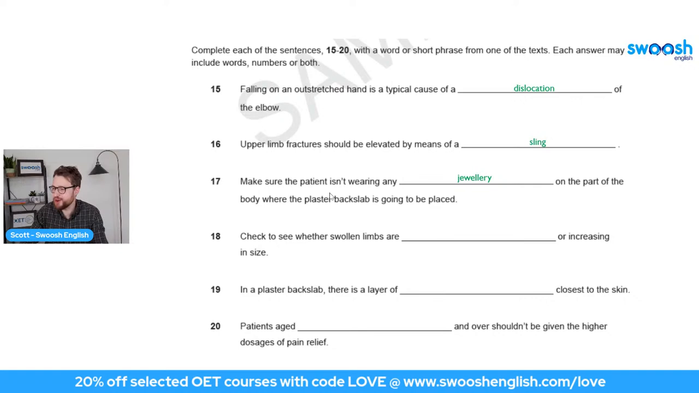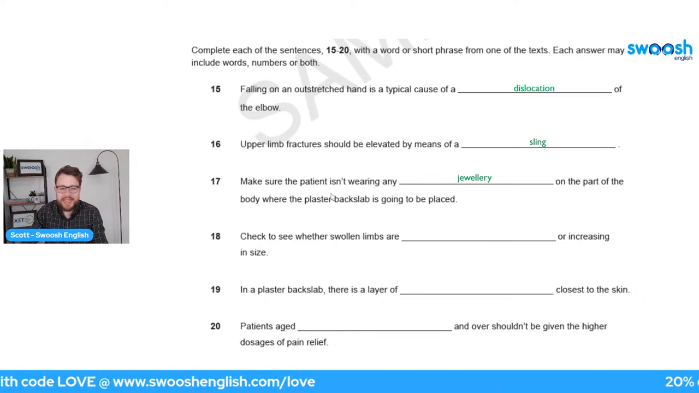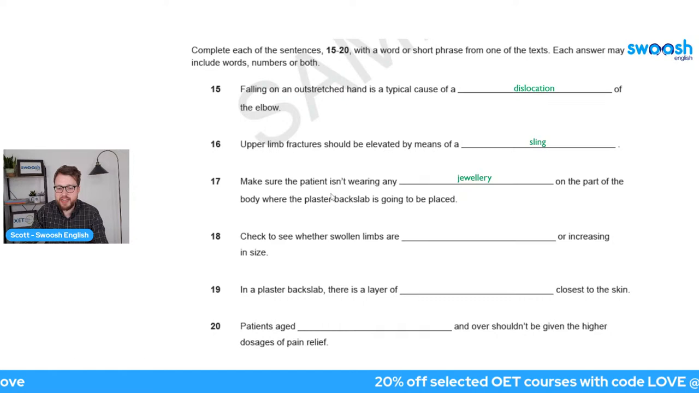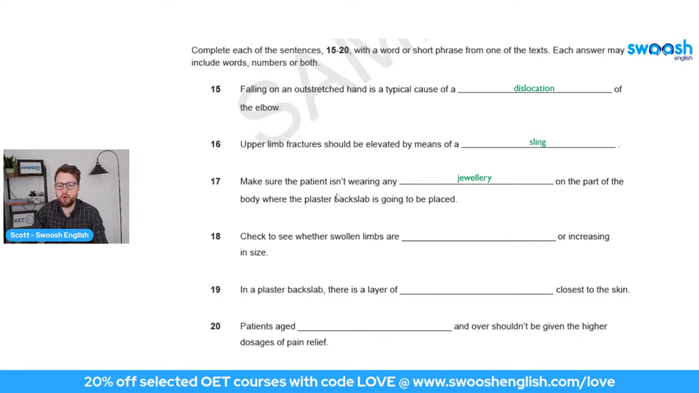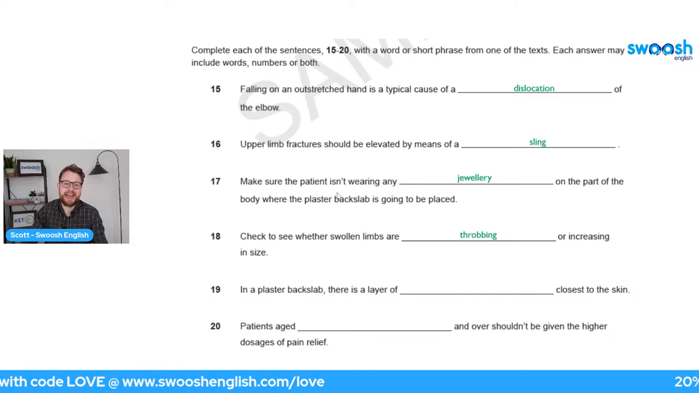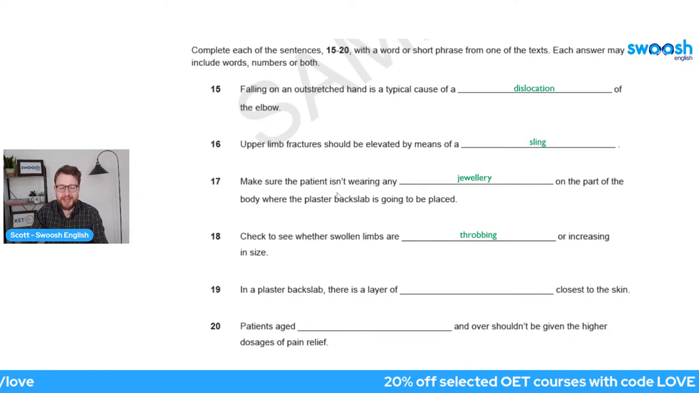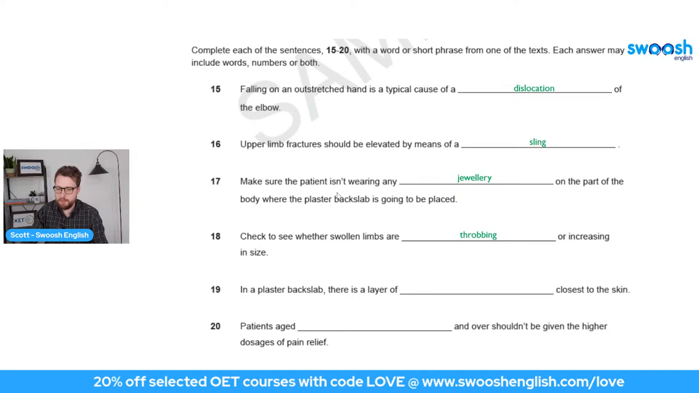You're doing great. Number 18, check to see whether swollen limbs are blank or increasing in size. So some of you are saying throbbing. So you've taken my advice on board, verbing, and that would be correct. Throbbing is the correct answer. So throbbing or increasing in size with ing. Well done.